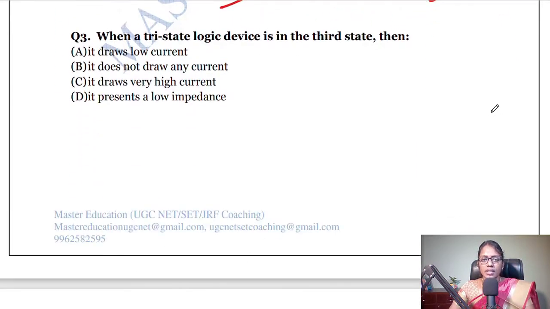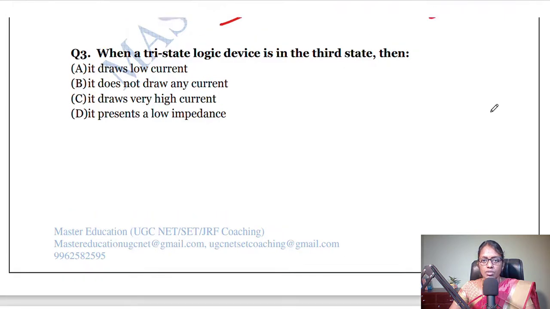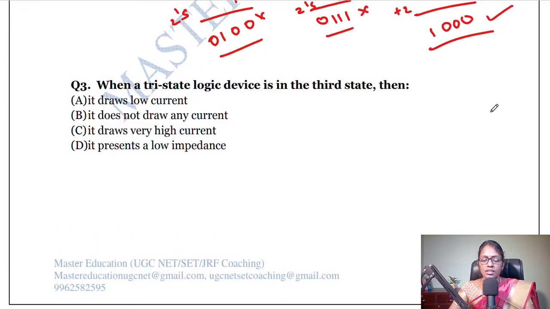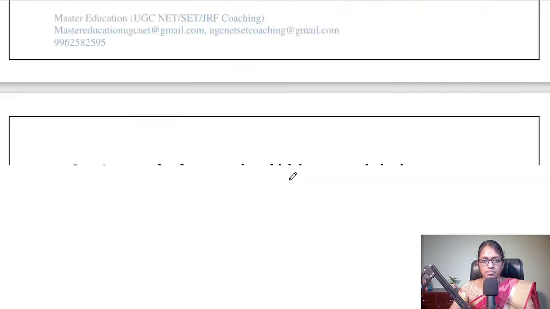And the next question is: when the tri-state logic device is in the third state, then, there are three states: one is 0, another is 1, and the tri-state logic is in the third state. It says that it presents a high impedance.